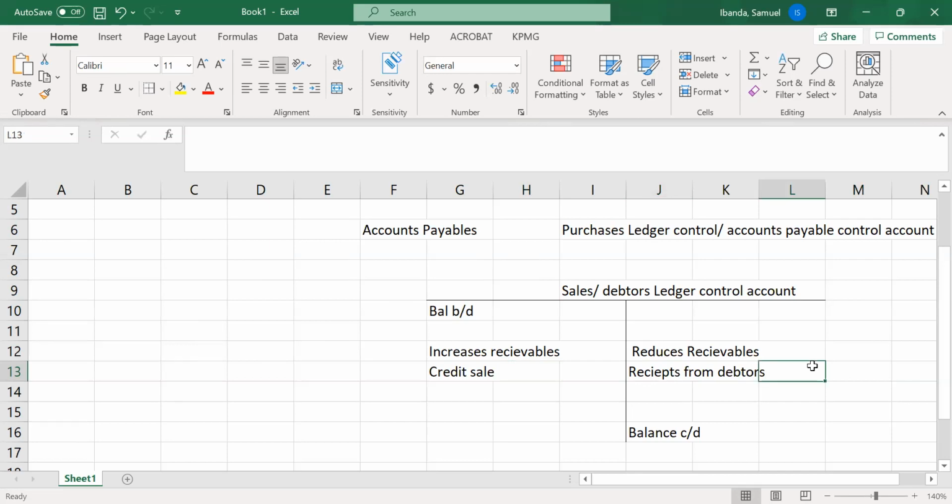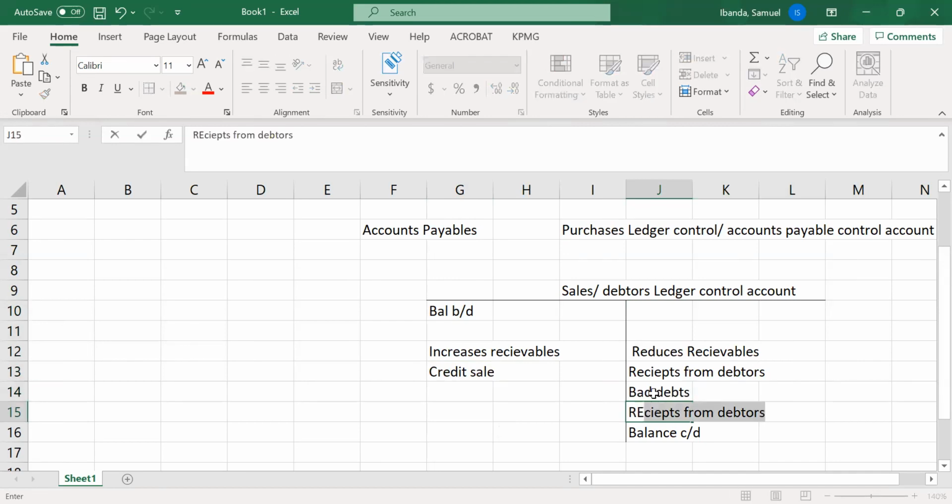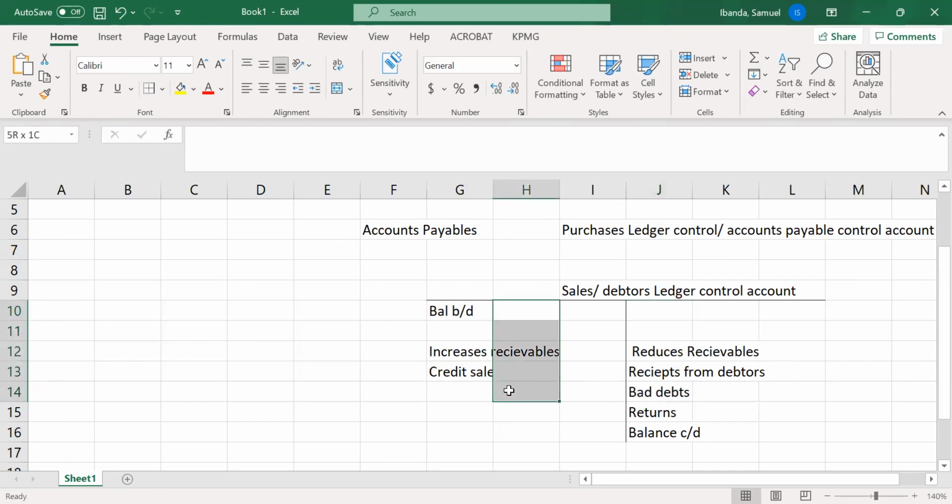You can have other items that might increase or reduce receivables. For example, things like bad debts, you find them here. Things like returns, and by returns here, we're speaking of returns inwards. Anything that could reduce your receivables is on the credit side, and anything that increases your receivables is on the debit side.